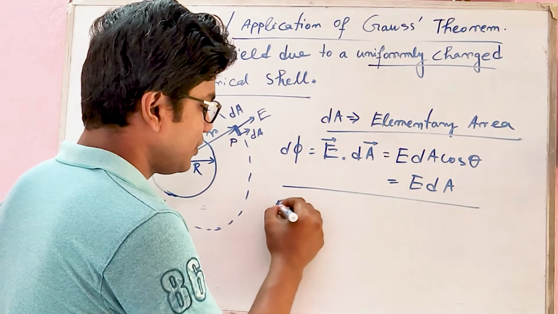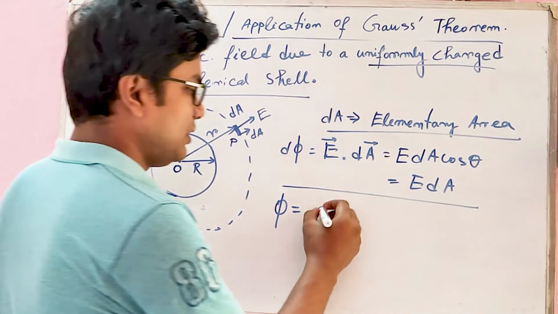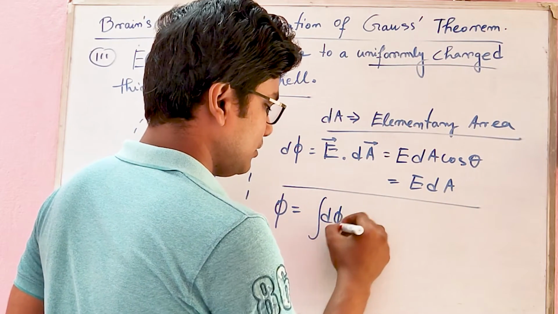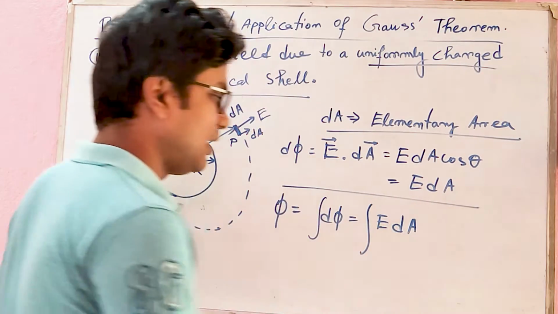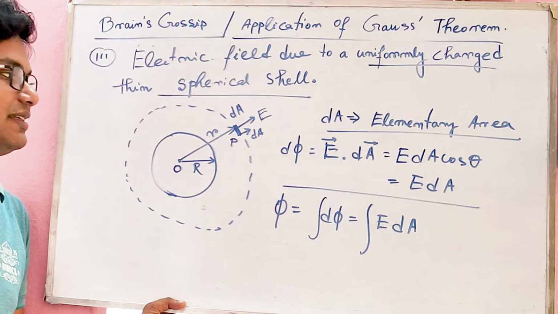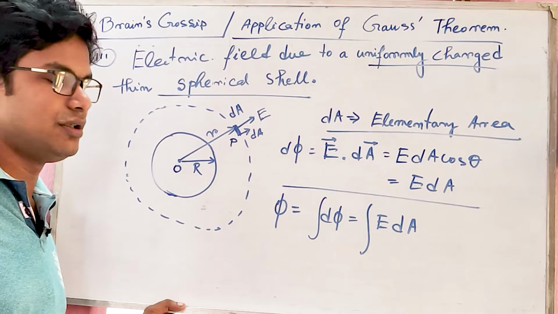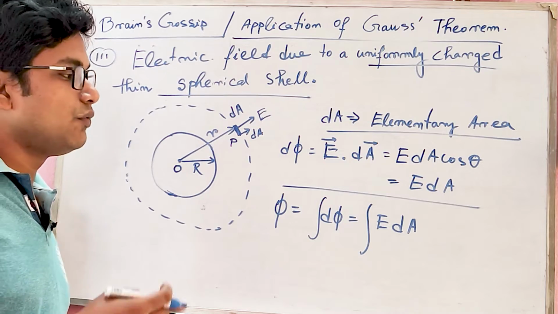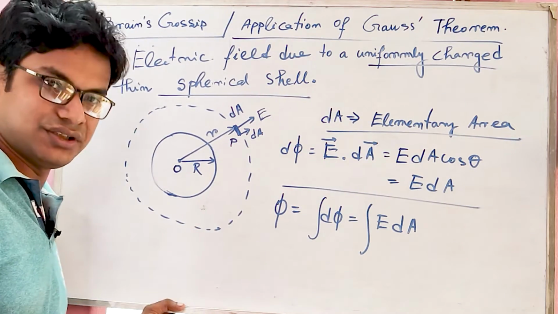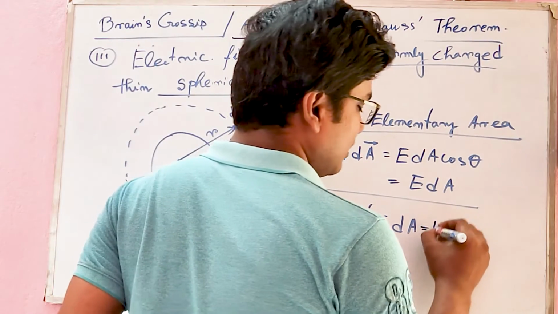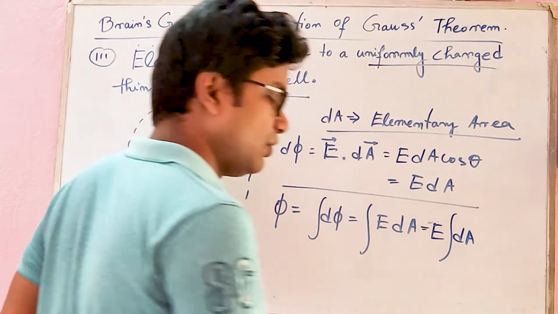Now total flux phi equals integration over d phi, equal to integration of E dA. Now as I said, this electric field has a spherical symmetry, and due to the spherical symmetry we can take this electric field out of this integration. So what we can write is E integration dA.